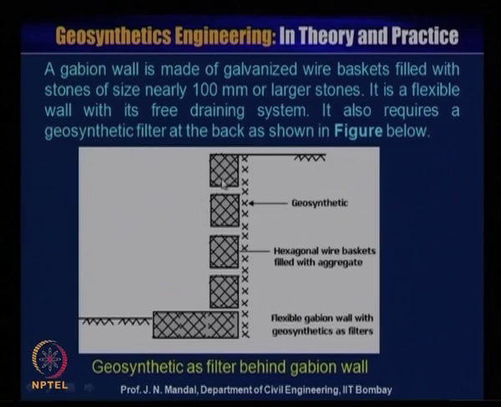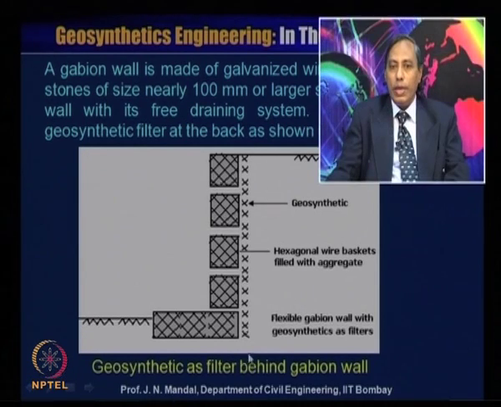This gabion wall is made of galvanized wire basket filled with stone of size 100 millimeter or larger. It is a flexible wall with this free draining system. It also requires a geosynthetic filter at the back. You can see here the geosynthetic material has been placed. If you do not place this geosynthetic material, then the soil will clog into the gabion, because the gabion is filled with gravel. So, it will be clogged, it will choke.